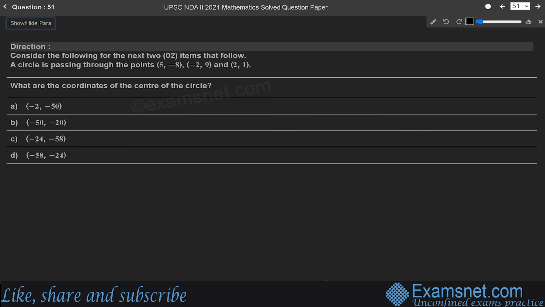Next question is, consider the following for the next two items that follow. A circle is passing through the points (5, minus 8), (minus 2, 9) and (2, 1). First part is, what are the coordinates of the center of the circle? It is a very interesting question. We know that the equation of a circle is x square plus y square plus 2gx plus 2fy plus c equals 0. Let this be equation number 1.